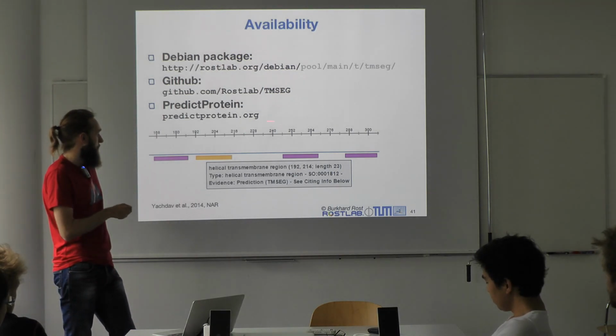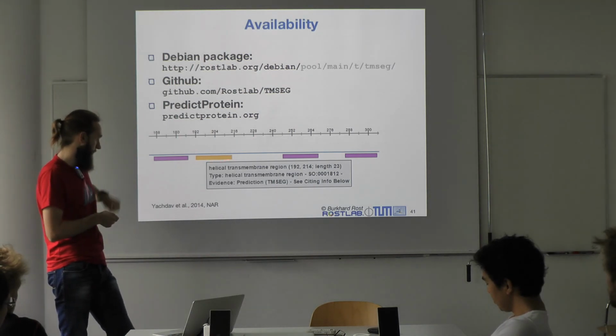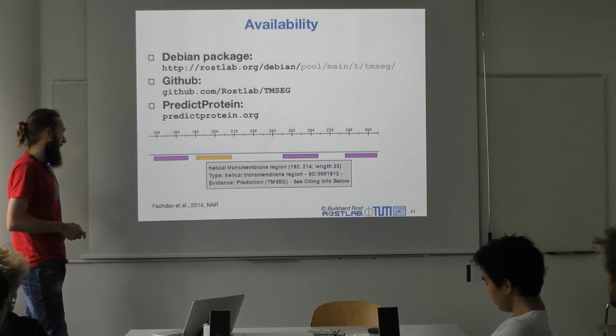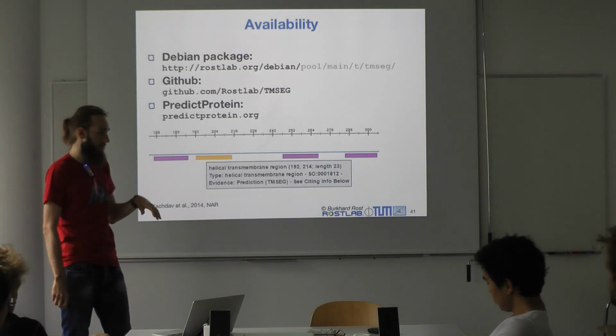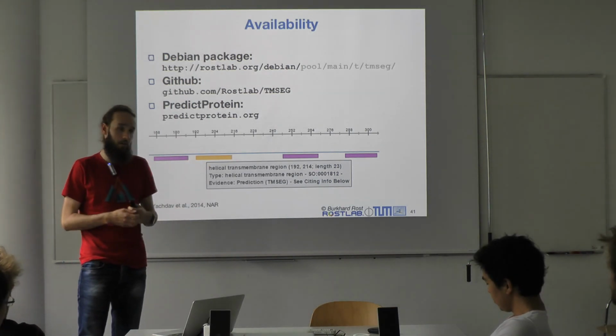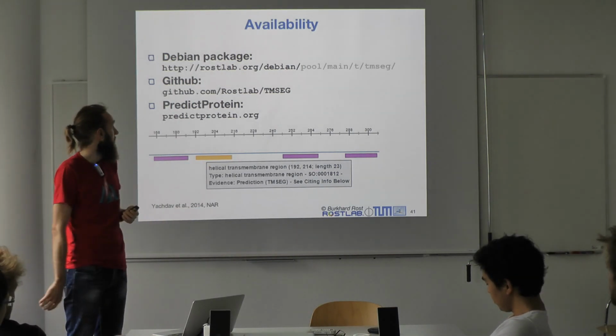So that's part of the output from Predict Protein down here. You just get your sequence up here, then the annotation of transmembrane helices, and here it tells you that the source of that is TMSEG. We used to have our old method in there, but now it's been superseded by the new TMSEG.